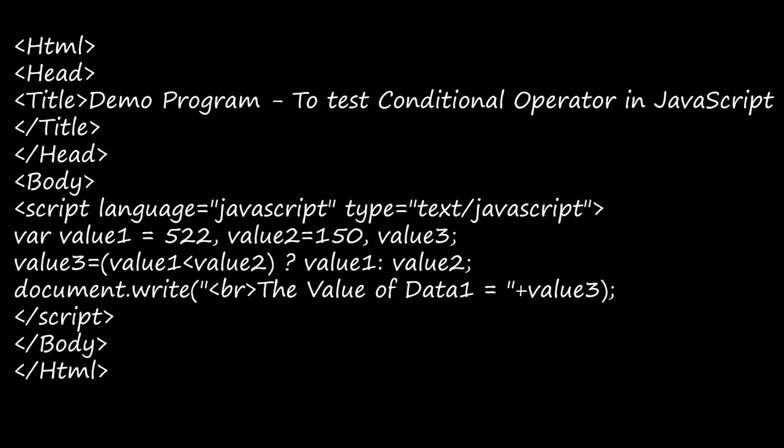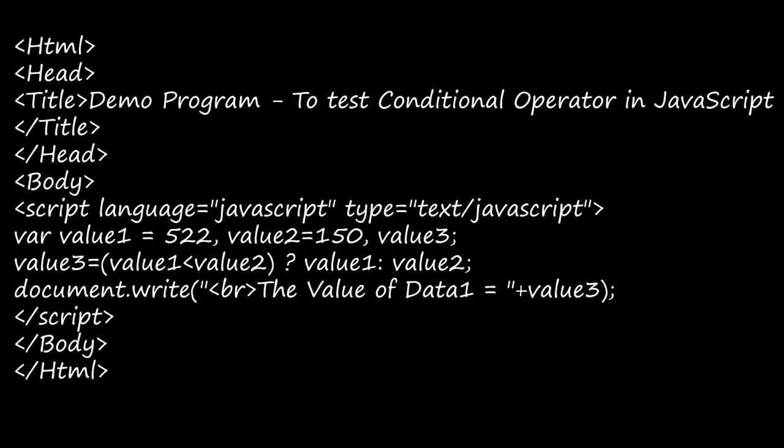That means if value 1 is less than value 2, you will get the output as value 1. Okay, the value of value 1 will be displayed on the output side. If this condition is false, if value 1 is not less than value 2, you will get value 2 on the output side, right? For displaying the output, we are writing document.write inside double quotes, br. That means you will get it in a new line. The value of data 1 is equal to value 3.